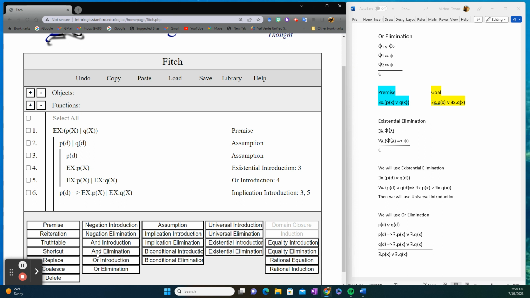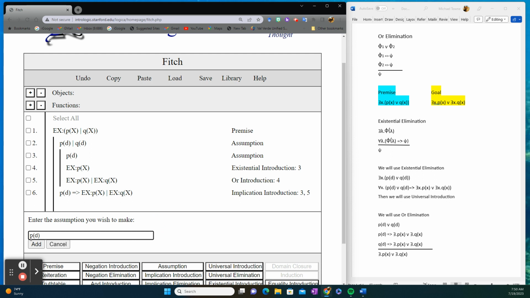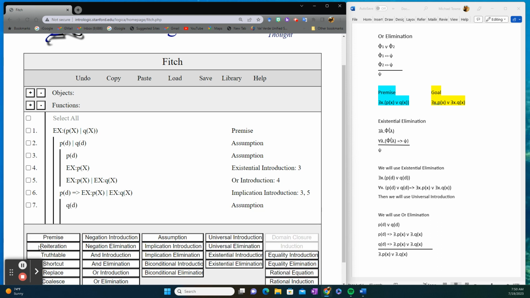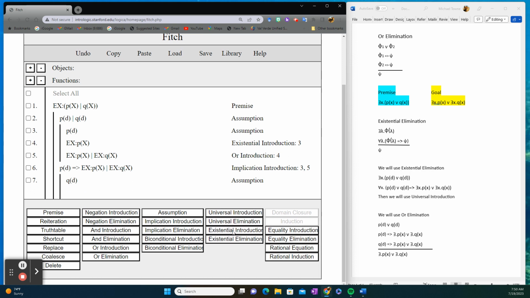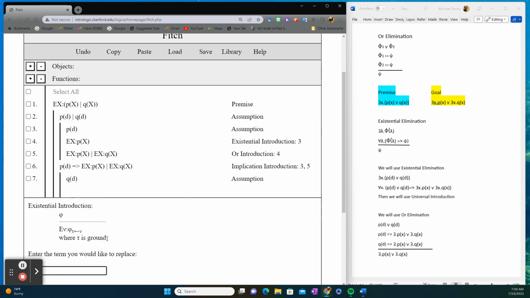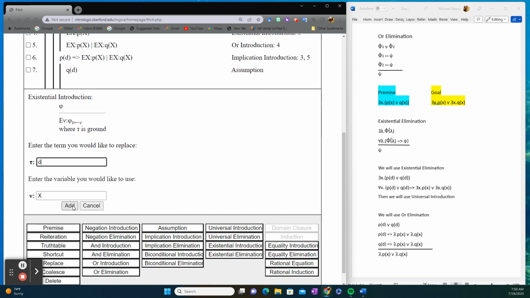I'm going to do the exact same thing for Q of D. So instead of P of D, I'll introduce Q of D. I'll assume it. And using the exact same logic, I'll do an existential introduction where once again I'll replace D with X.